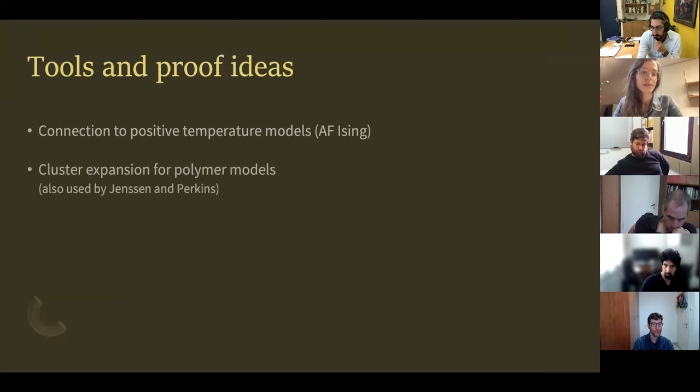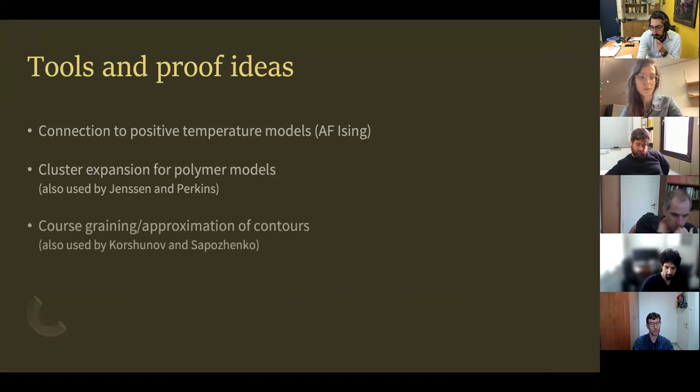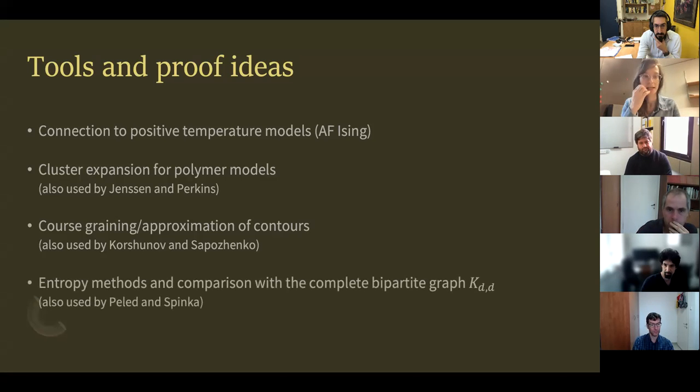We also used some cluster expansion of polymer models that was used also by Jenssen and Perkins. We also need some approximations or containers, which goes back in the proof already by Korshunov and Sapozhenko, in their proof and by many others after. And since we look at a random subgraph, from this fact we also need another tool, which is where we use the entropy methods that I mentioned before in a bit more general way.